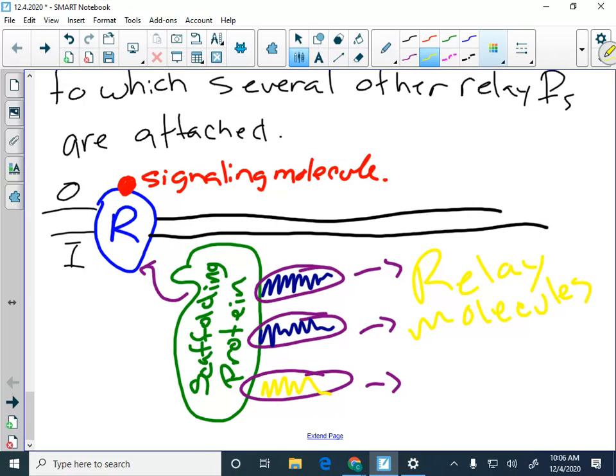They can all trigger the same response, they can all trigger different responses. But it is more efficient for one receptor, one signaling molecule, to send off 3 responses than have 3 receptors send off 1.